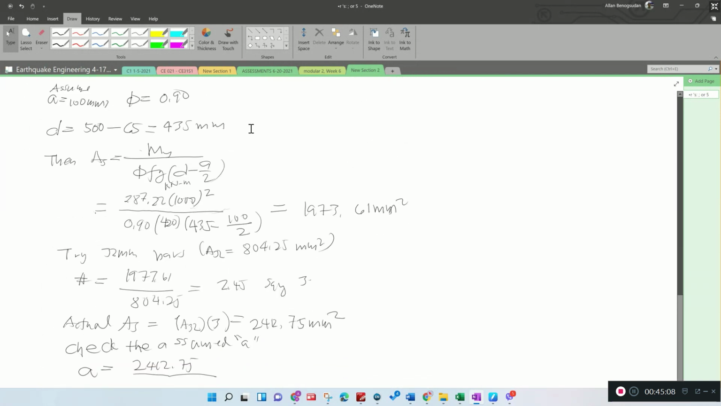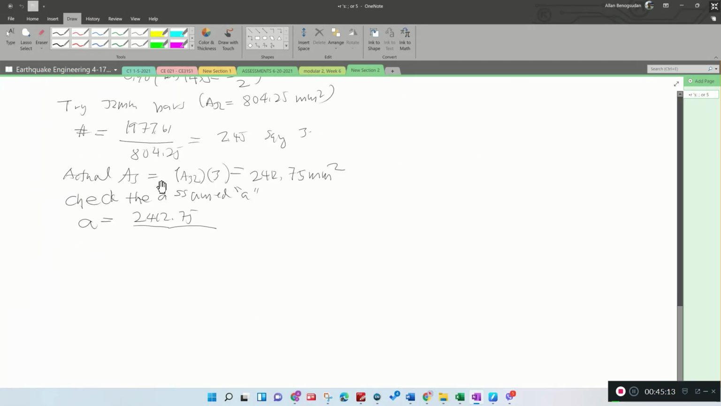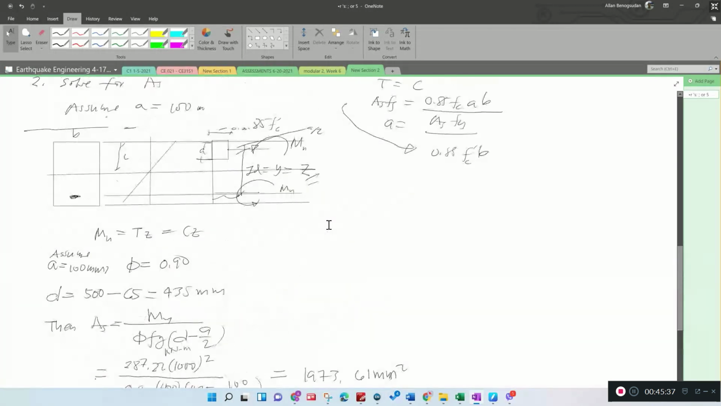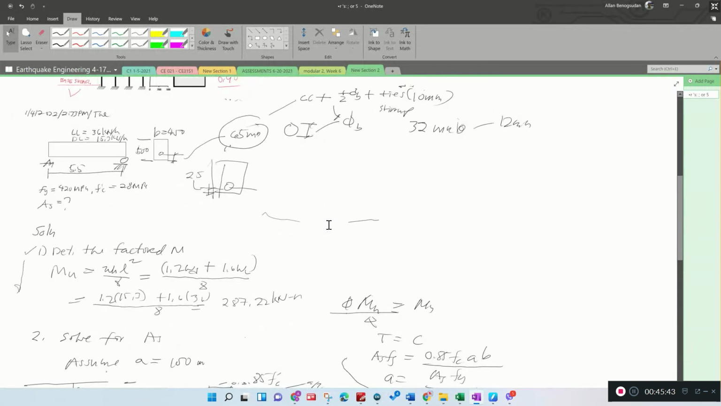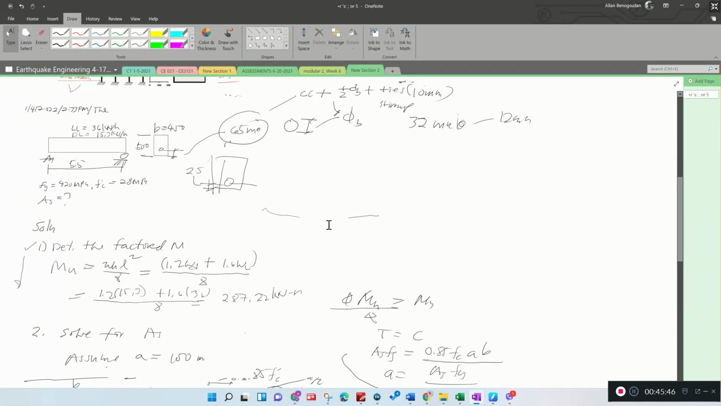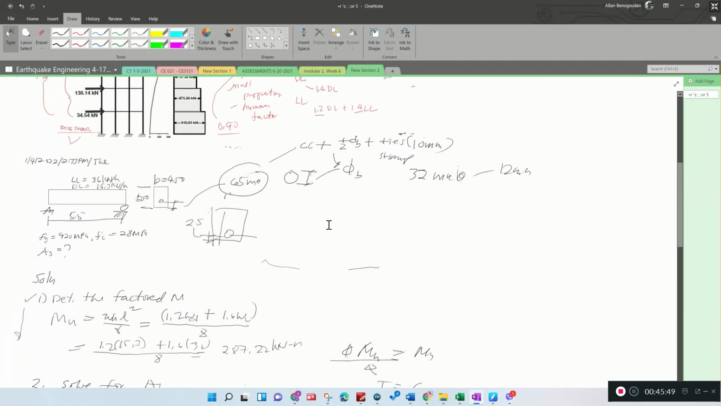So 2412 divided by 0.85 multiplied by 28, multiplied by 200, what should that be? A, B. B should be 250, okay? How much is my B? It's 250, sorry, it's not 450. This one should be 250.